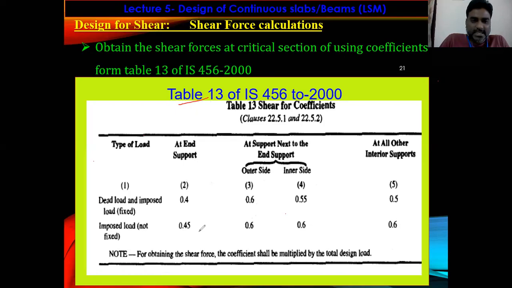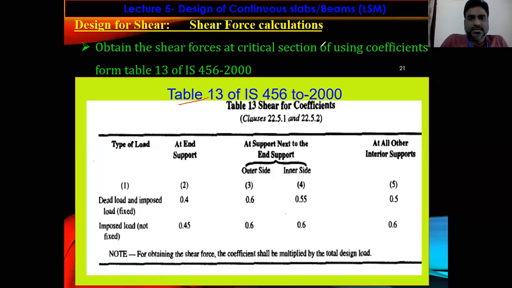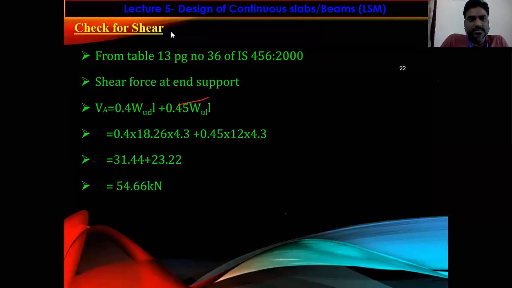For the end support and the support next to the end support, this can be calculated based upon the factors, right? So the shear force at the end support, the factors are 0.4 and 0.45. So you will get the shear force as 54.6 kilonewton. Right? This is the shear force at the end support.